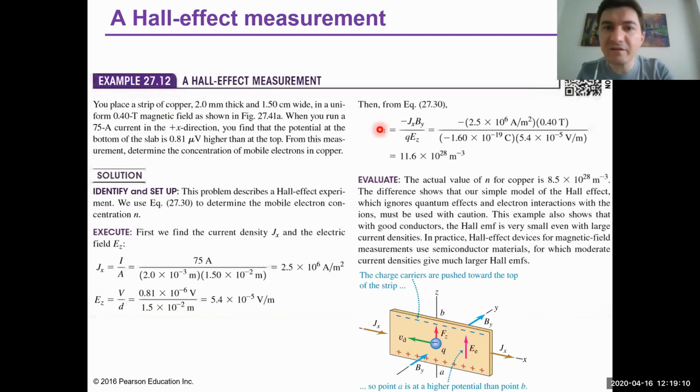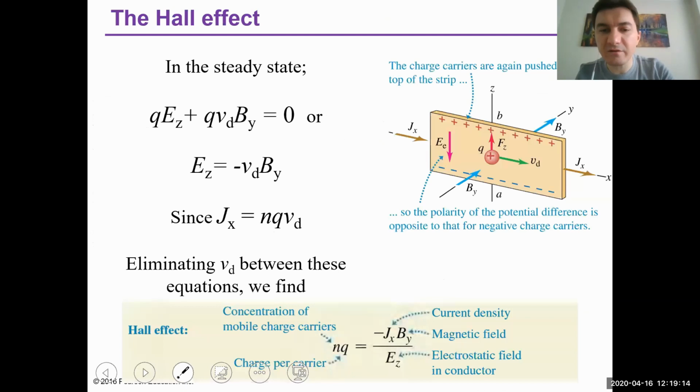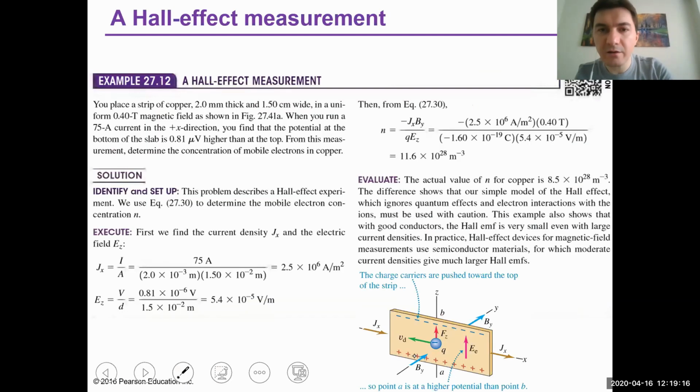So this is the formula. Number of the charge carriers, you can use that formula: n equals minus Jx B over q Ez. Q is known, charge of electron. E is known, which is given here. We can calculate. B is known. We can also calculate current density. Current density is given by current per area.